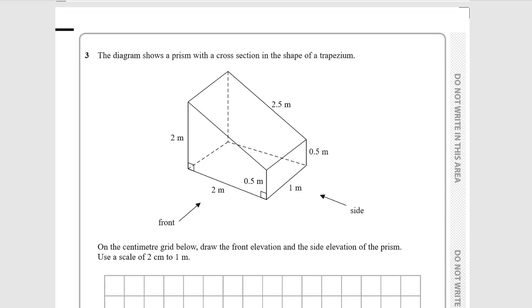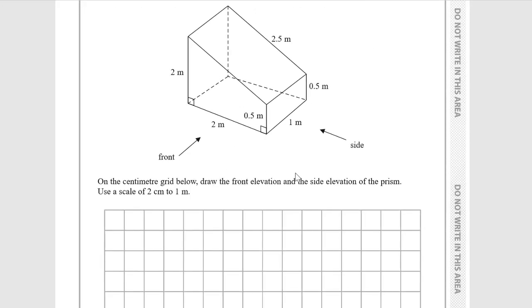Question 3. The diagram shows a prism with a cross section in the shape of a trapezium. On the centimeter grid below, draw the front elevation and the side elevation of the prism. Use a scale of 2 centimeters to 1 meter.